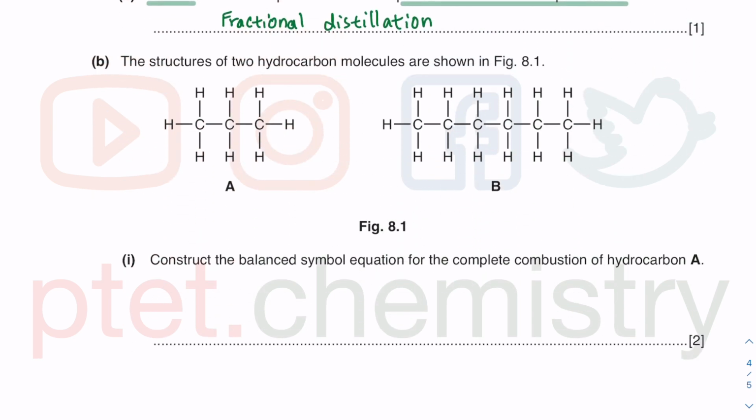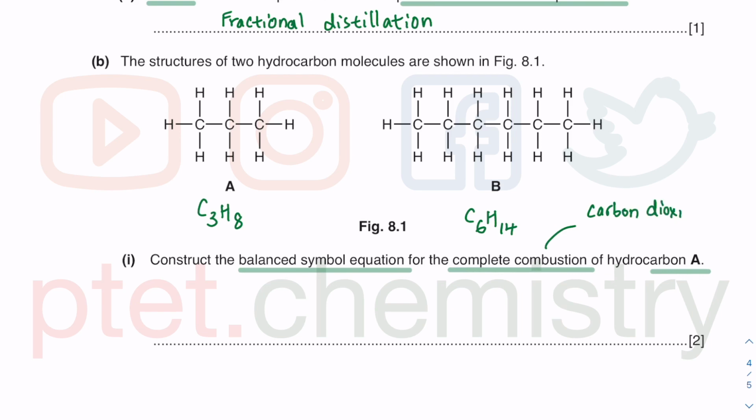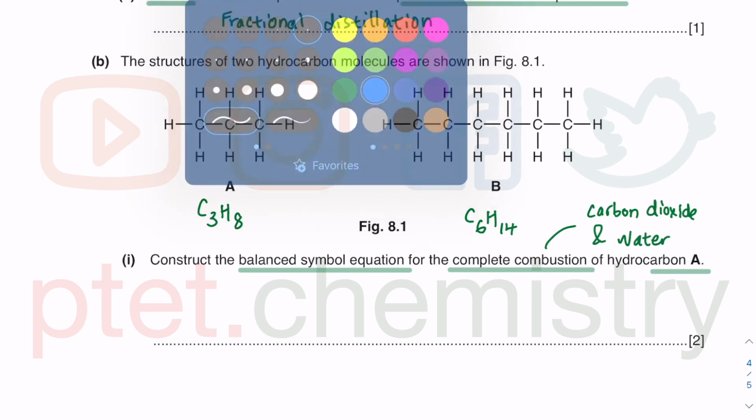Now we have structures of 2 hydrocarbon molecules. We could see that is C3H8, 3 carbons, 8 hydrogens. This one is 6 carbons and 14 hydrogens. Construct the balanced chemical equation for the complete combustion of hydrocarbon A. So complete combustion will give you carbon dioxide and also water. Part of environmental chemistry, part of year 10.